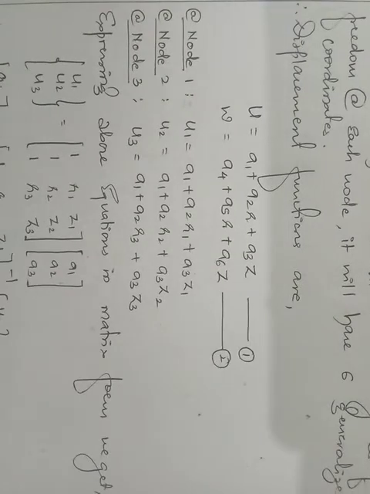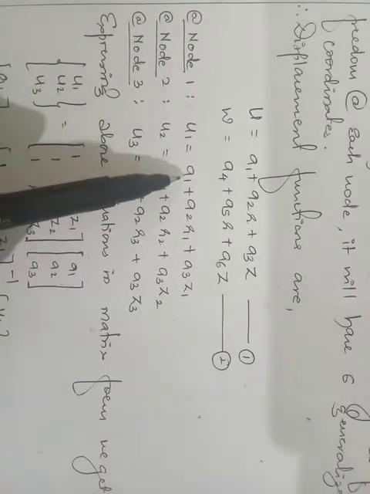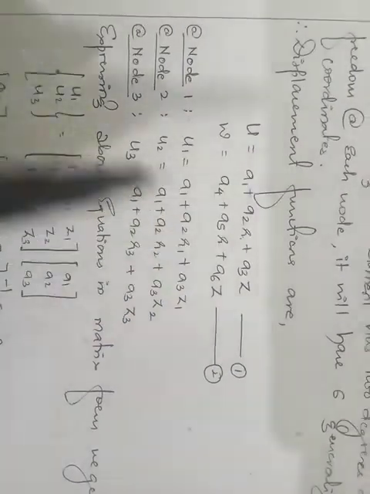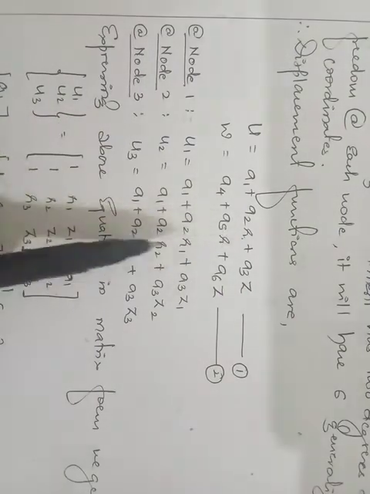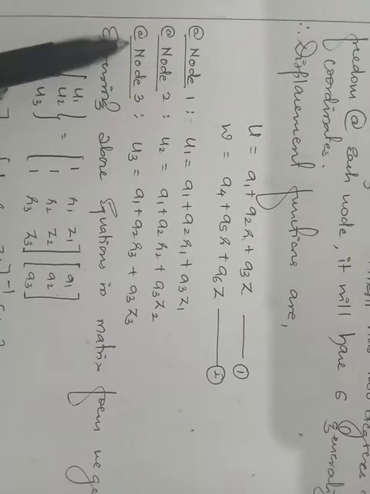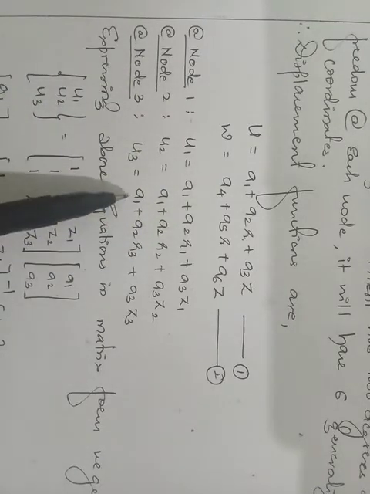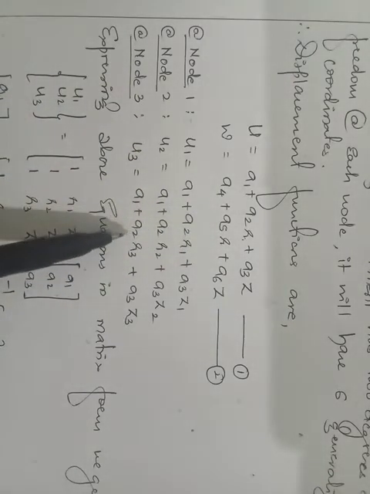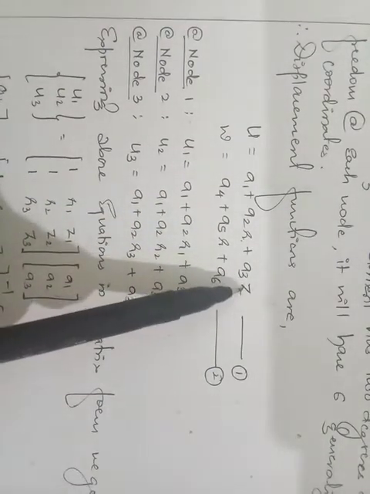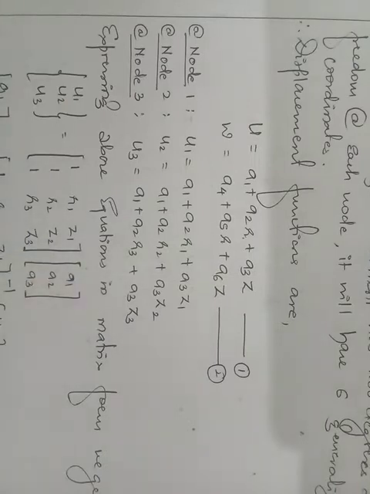So at node 1, u1 is equal to a1 plus a2. This r becomes r1, z becomes z1. Similarly at node 2, r becomes r2, z becomes z2. Similarly at node 3, a1 remains as it is, a2 also remains as it is. This r becomes r3 and z becomes z3. So at respective nodes I got u1, u2, u3.